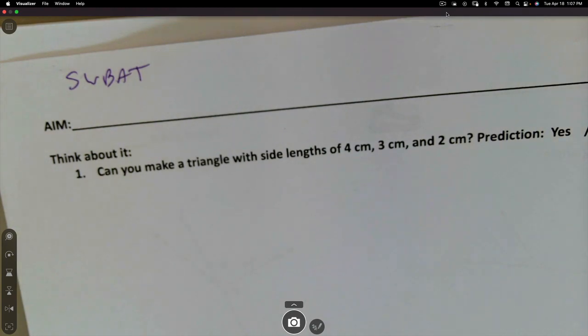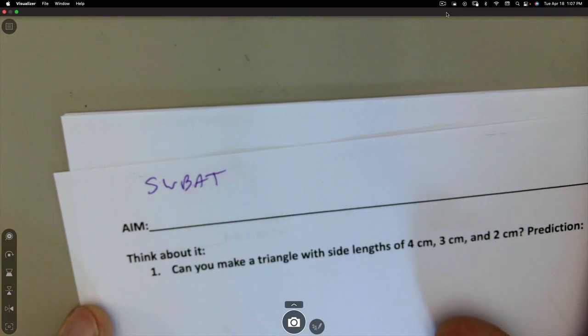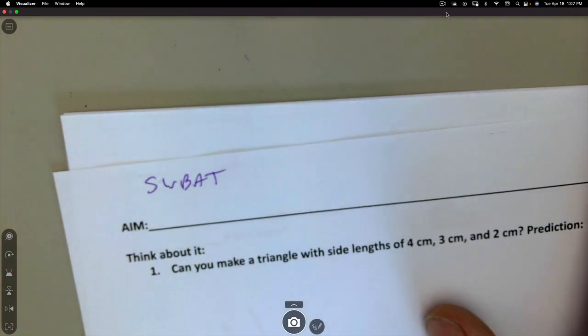Do you have centimeters or millimeters? Centimeters? Okay, you're fine. This will work. Do I have an extra somewhere? Yeah, that's okay.